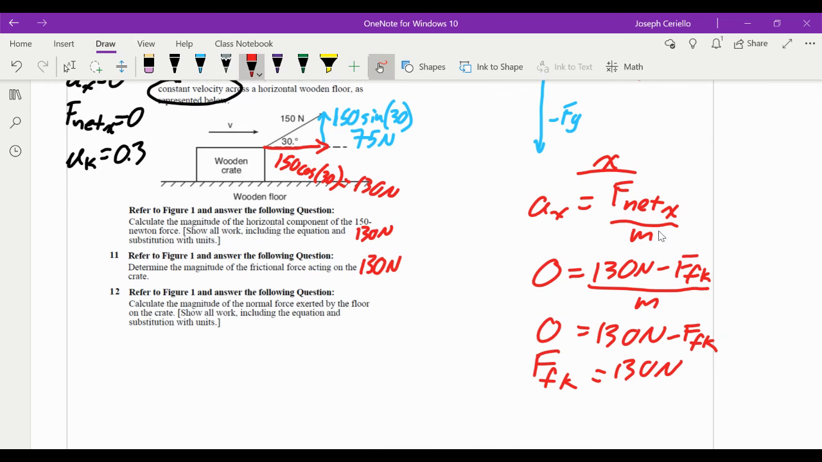Now, a lot of people don't answer this one by showing the work I showed here. They just say it's an equilibrium, so the forces need to cancel out. If I have 130 newtons pulling it forward, I have to have 130 pulling back. That's another way to do it.